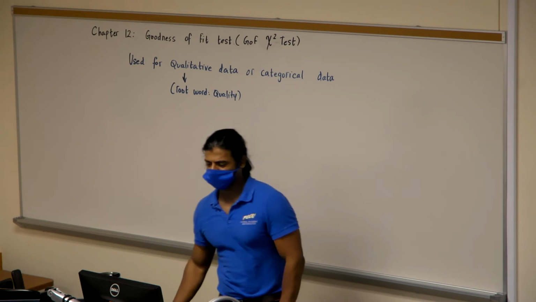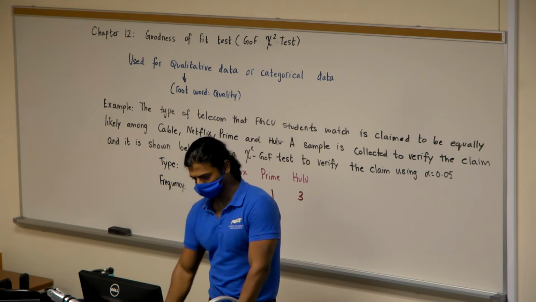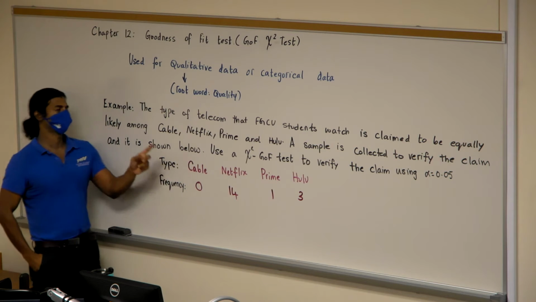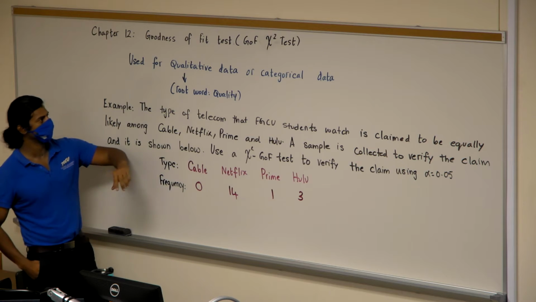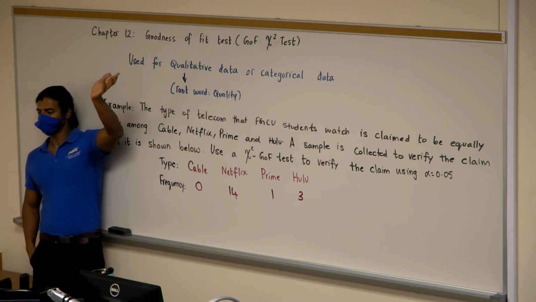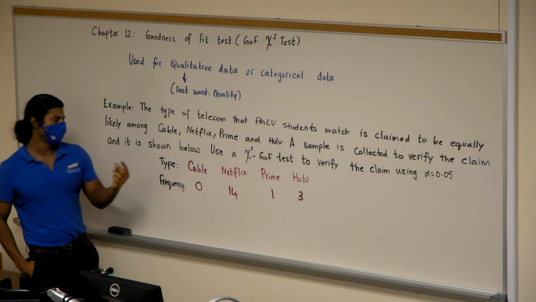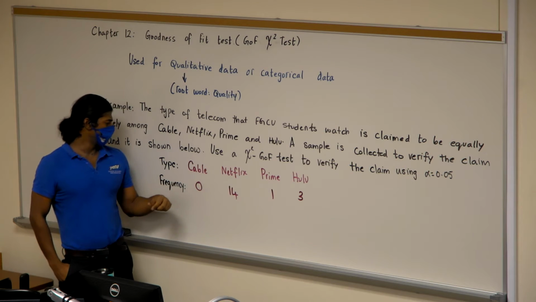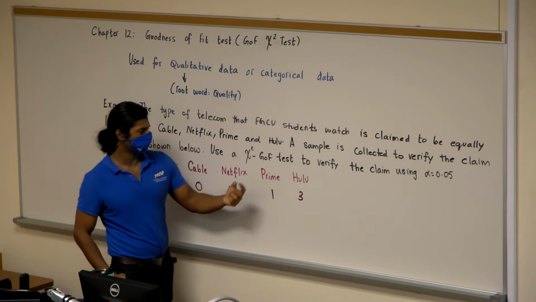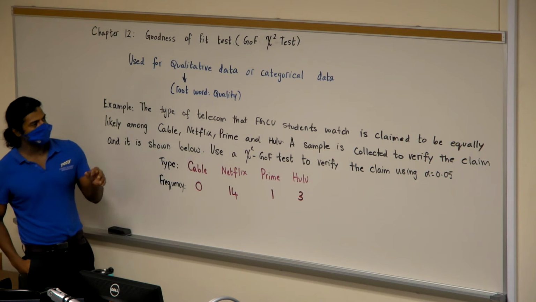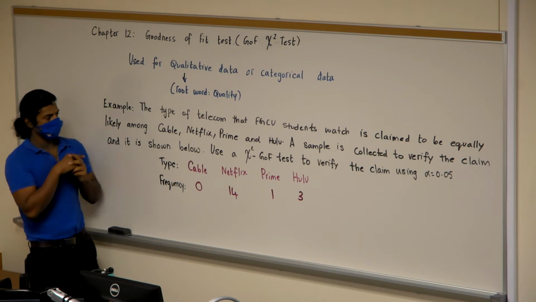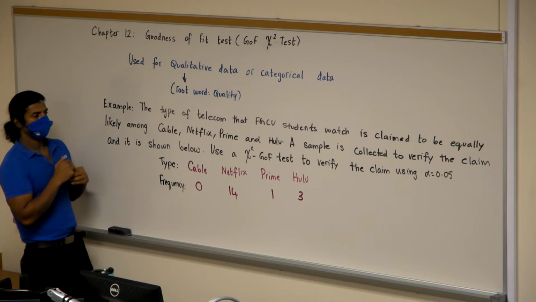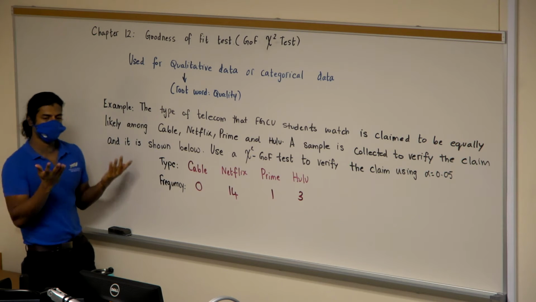I want an example that I can relate to here. So what we have here is a distribution, and we have 4 different categories, which is why we call it qualitative data. And what is the variable? It is the type of telecom, and we are going to look at cable, Netflix, Prime, and Hulu. And it is claimed that it is equally likely among the 4 levels or categories that we considered. We want to perform a test to determine if that is true or not.